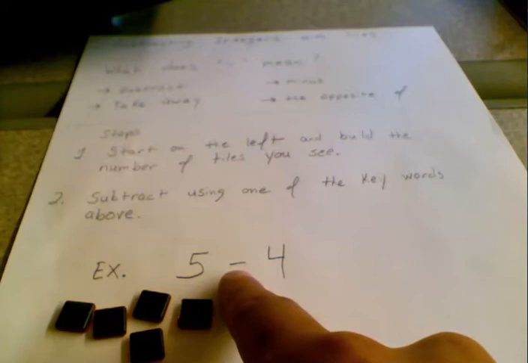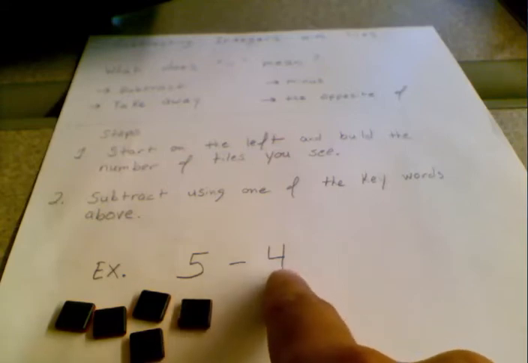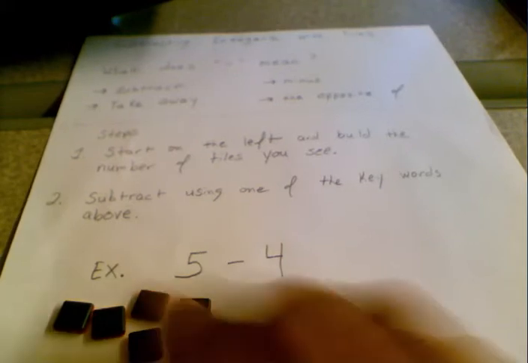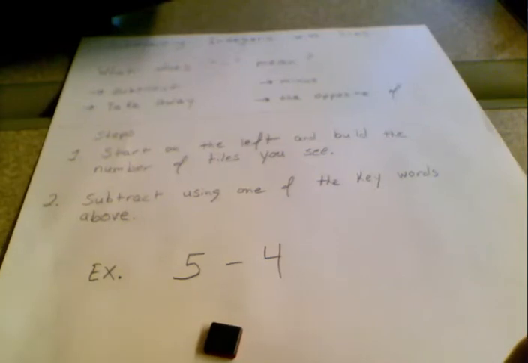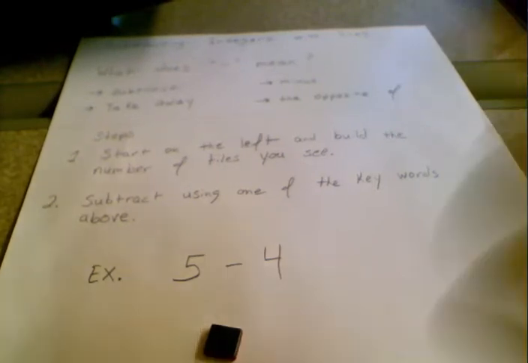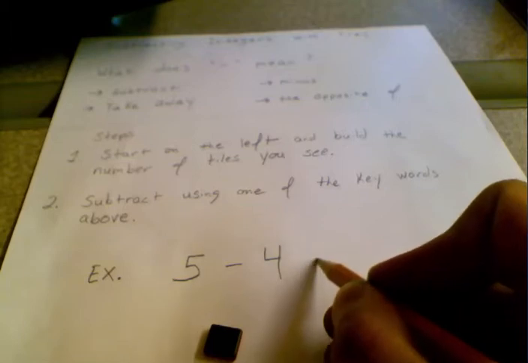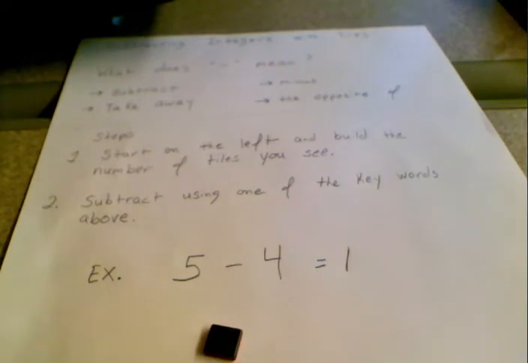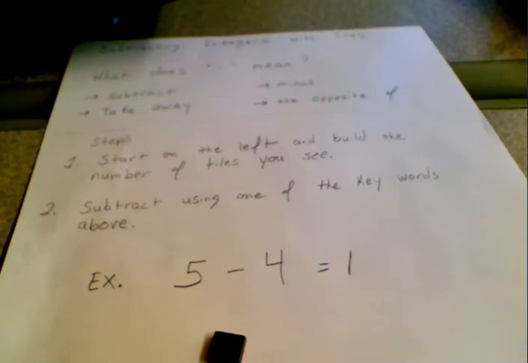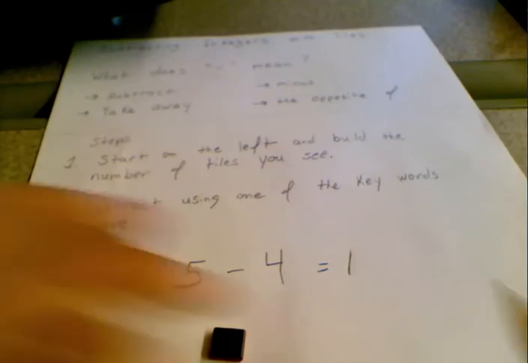Well, if I had 5 and I wanted to take away 4 positives, because that's what it's saying there, I can take the 4 away, and what I'm left with here is 1 positive. So my answer to 5 take away 4, or 5 minus 4, is equal to 1. And again, I just used one of the key words there, take away, subtract, to find my answer. Again, really important that you understand how to read the signs. All right, let's take a look at another example.